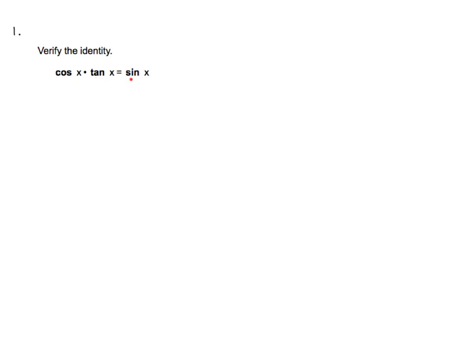So I think a good strategy for this problem would be to replace tangent so it's written in terms of sines and cosines. So as my first step on the left side, I'm going to leave cosine of x alone, but tangent is defined as sine divided by cosine. And we're really asking, is this in fact equal to sine?